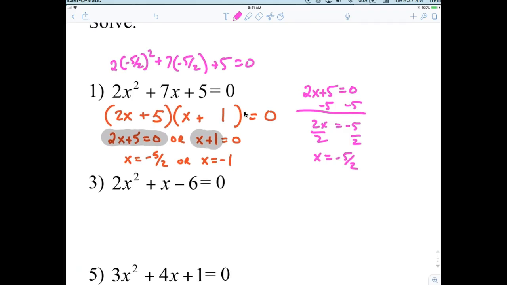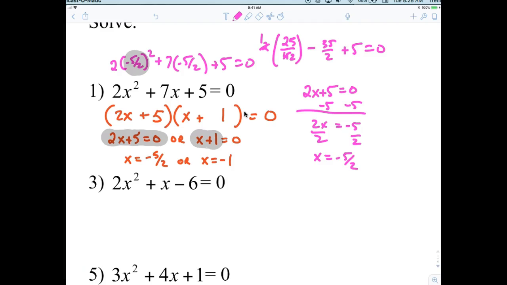If I square that, I have to do this first. Negative 5 halves squared is 25 fourths. Everybody agree? Then I multiply that by 2, minus 35 halves, plus 5. That should equal 0. Doesn't look like it yet, but let's see. When I multiply 2 times 25 fourths, I can reduce that to 25 halves. Does everybody agree with that?